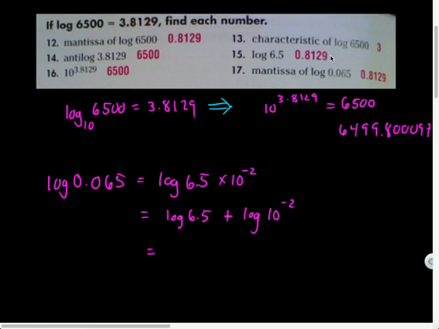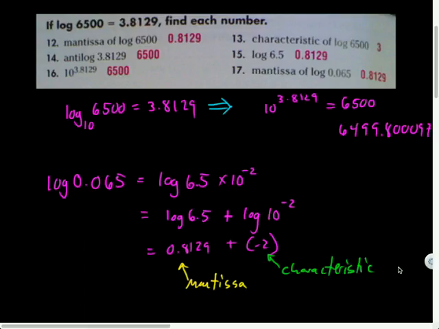And log of 6.5 apparently is 0.8129 plus, this would be negative 2 when all is said and done. So if I wanted just the mantissa, this is the mantissa, whereas the characteristic is negative 2. Any other questions from that batch?